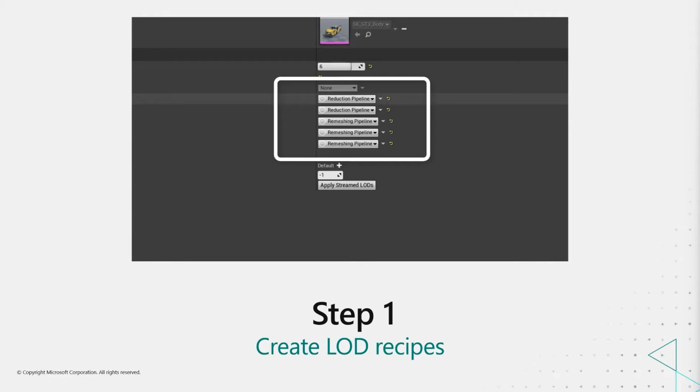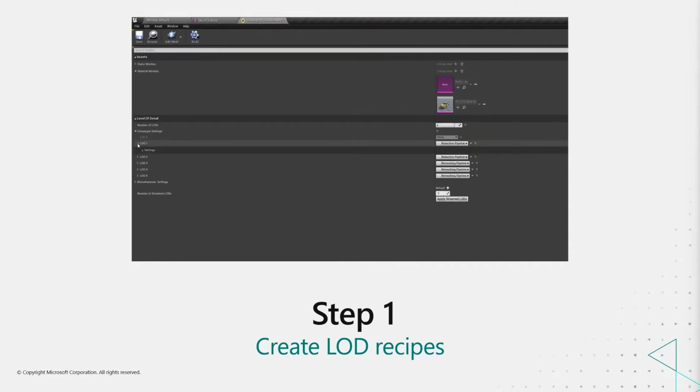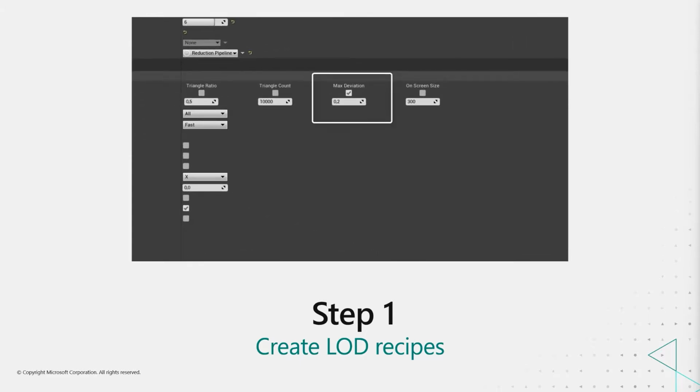If we look a little more in depth here to see what the reduction settings are, we're actually using something called max deviation. Most people that would use Simplygon would probably start with triangle ratio because that's how you've done it in the past. Max deviation is way better because it gives you more control, but I'll go into more detail on what that means.